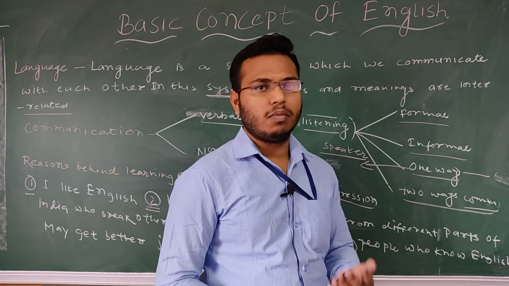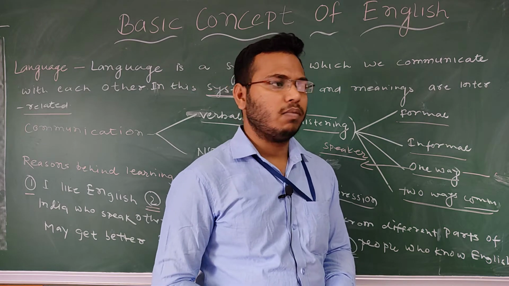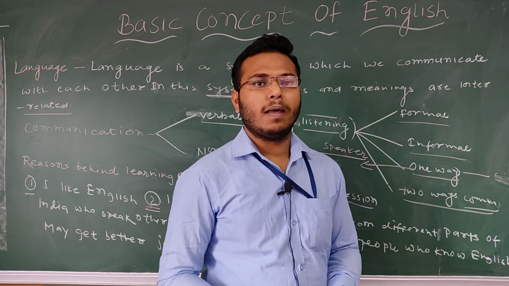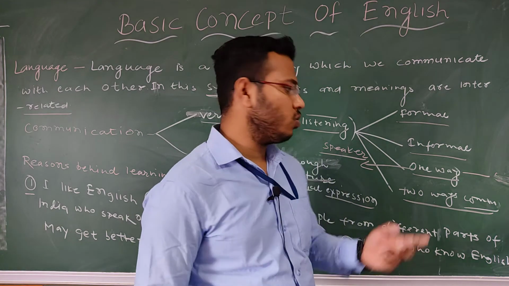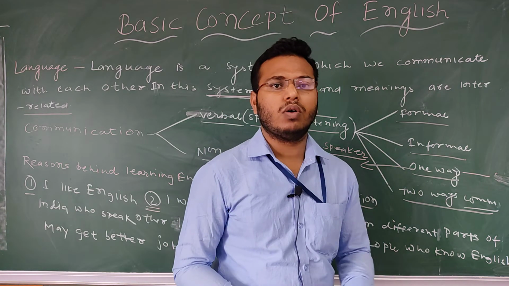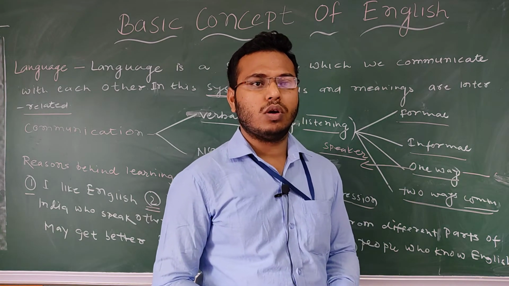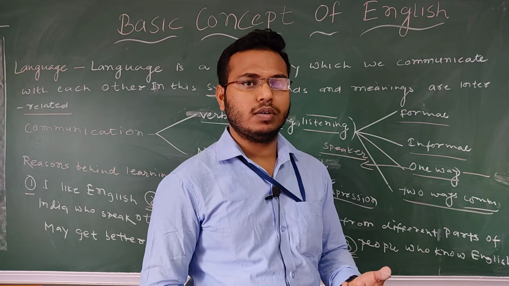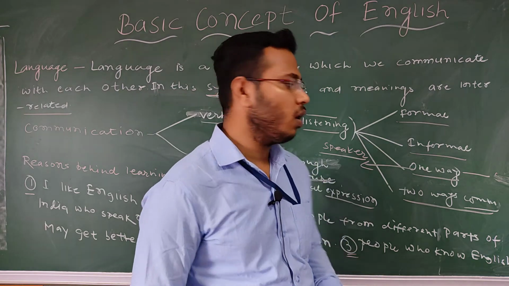For example, newspaper, television, books, these are examples of one-way communication where you cannot respond to them. You just come to know about the views, objectives and thoughts they have in their mind.